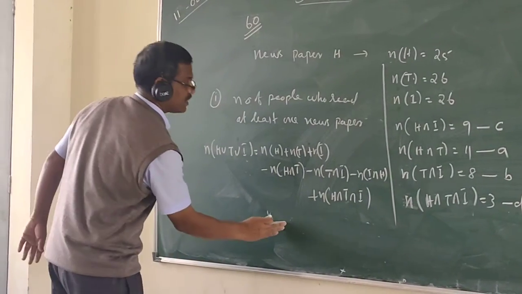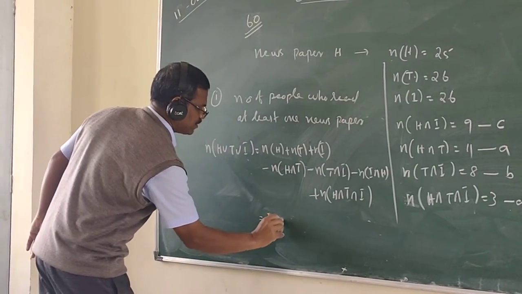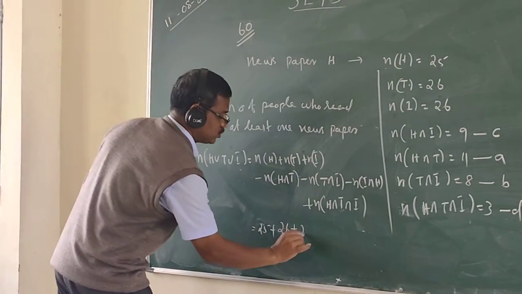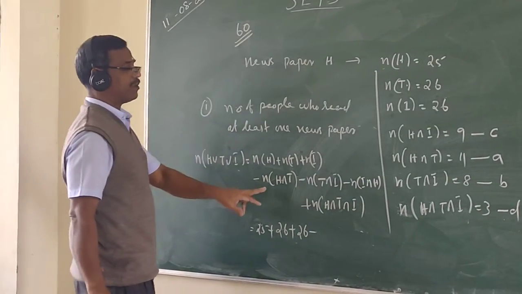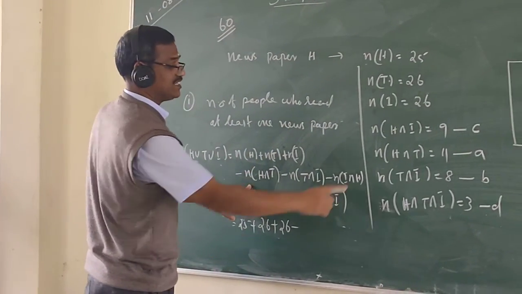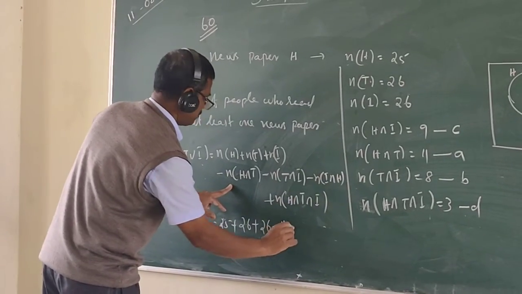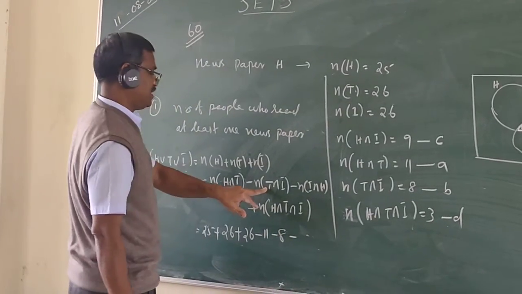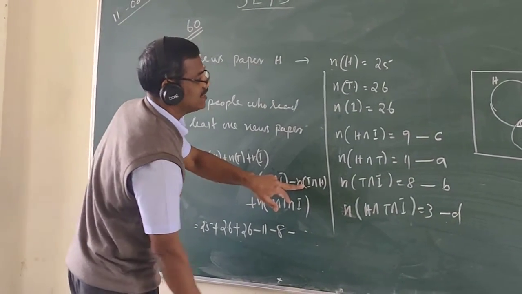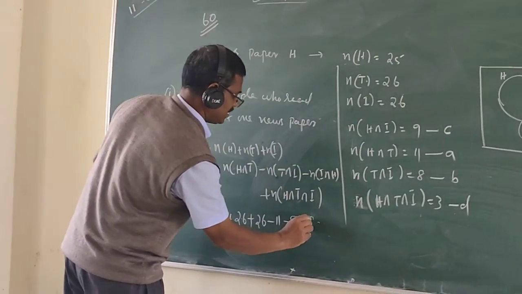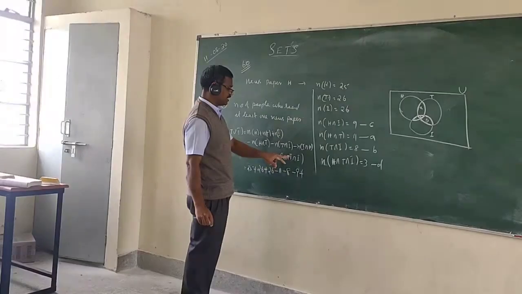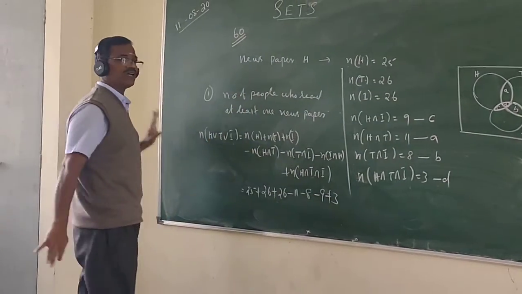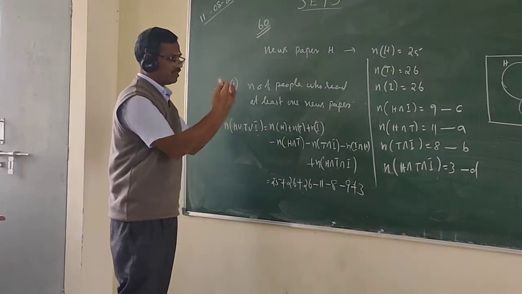Number of H, how many are there? 25. And number of T, how many is there? 26. Number of I is 26. Minus number of H intersection T, which is 11. Minus number of T intersection I, that is 8. Minus number of I intersection H, what is it? 9. Plus number of H intersection T intersection I, which is 3. So adding this, you get the answer. Adding and simplifying, I am not going further.